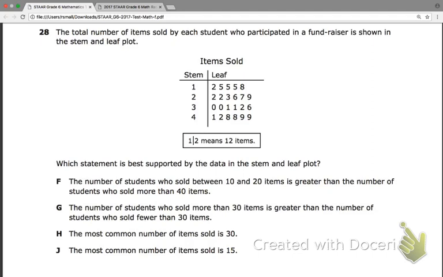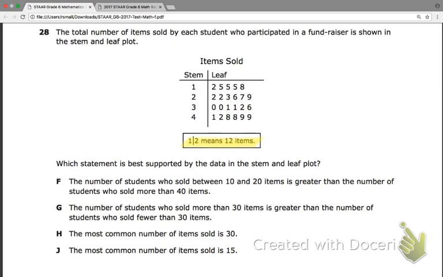Okay, so in my plot, it says items sold, and I know our stem is the tens place in a number, and my leaf is the ones place. So like the key says, if you see a 1, then the line, then the 2, that means 12.